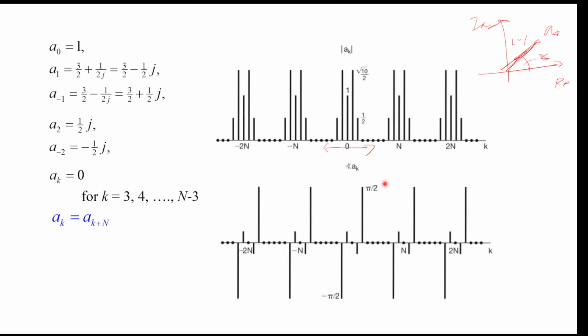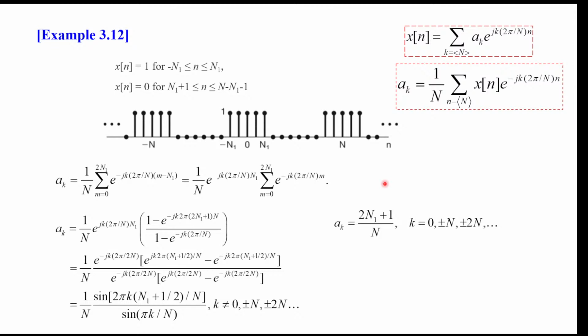Then let's see a more complicated example. In this example we'll see the convergence of the discrete-time Fourier series. So we go back to our familiar block wave. This is the discrete-time analog of the block wave signal. It's 0 everywhere except between minus n1 and n1, where it is 1, and it's periodic with some period big N that's bigger than twice n1.